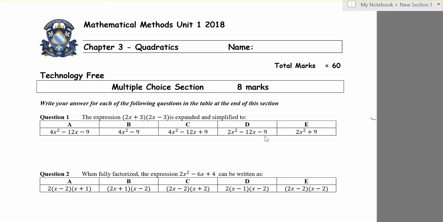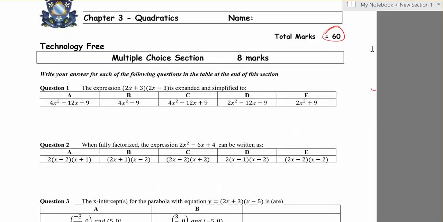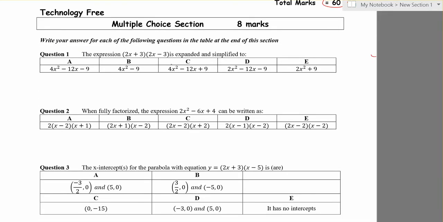For Year 11 Methods, we're going to look at last year's Chapter 3 tests. So this is the Tech 3 section, all done by hand. You should be quick because you've got 60 marks for 50 minutes. Okay, first question, factorize the following.